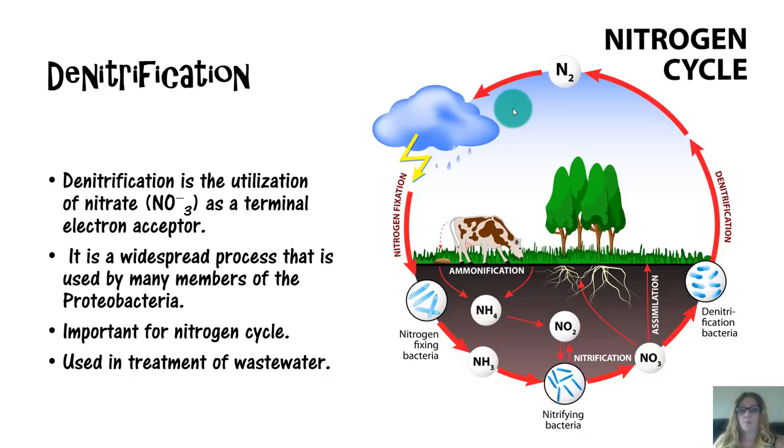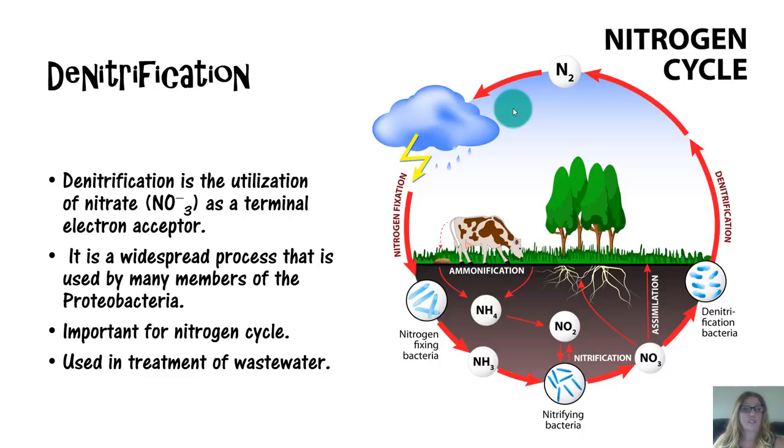Okay. And we have a lot of bacteria which are really important to the nitrogen cycle. We have bacteria which are involved with actually each of these phases. So you've got your nitrogen fixing bacteria, your nitrifying bacteria, and your denitrification bacteria. So bacteria are important for every phase of the nitrogen cycle.